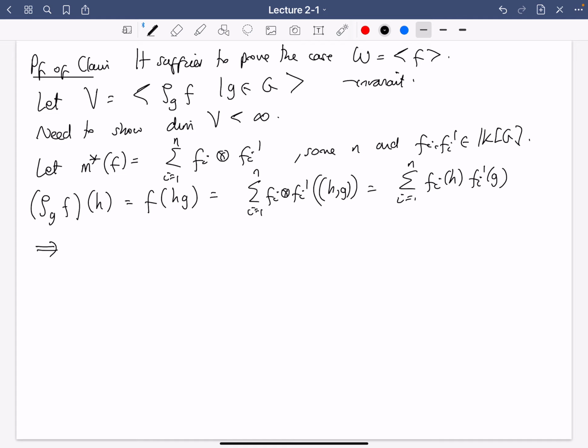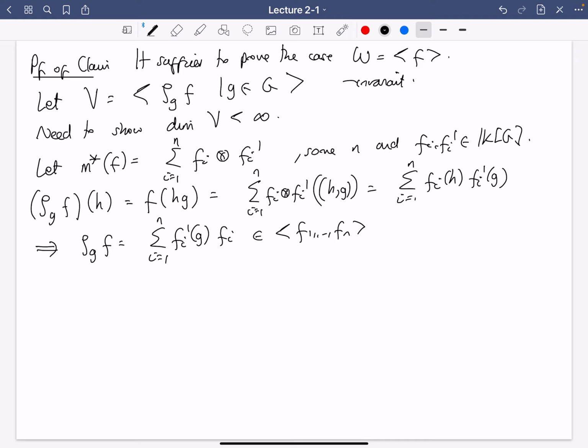And so this implies that rho g of f is just the sum of the scalars fi prime of g, fi, i goes from 1 to n, because both that function and that function take the same value on every h. So those are equal functions. This is a very useful formula. This is how I do the right translation of f. Rho g of f is just this linear combination of fi's. And so you see it shows that this right translation of f lies in the span of f1 up to fn.